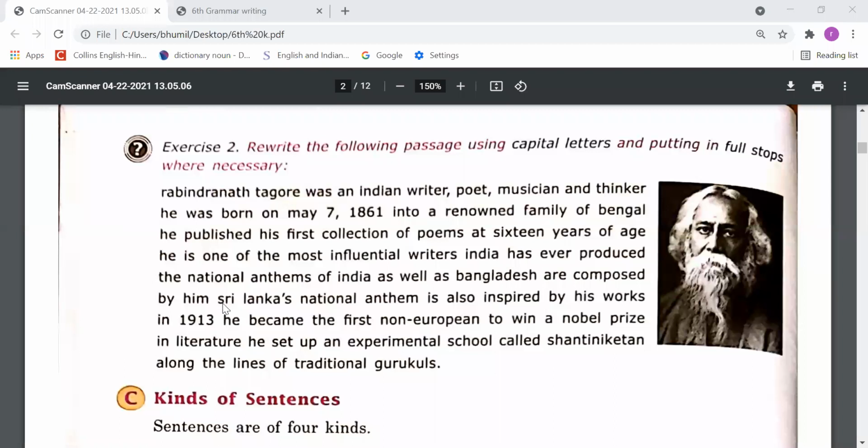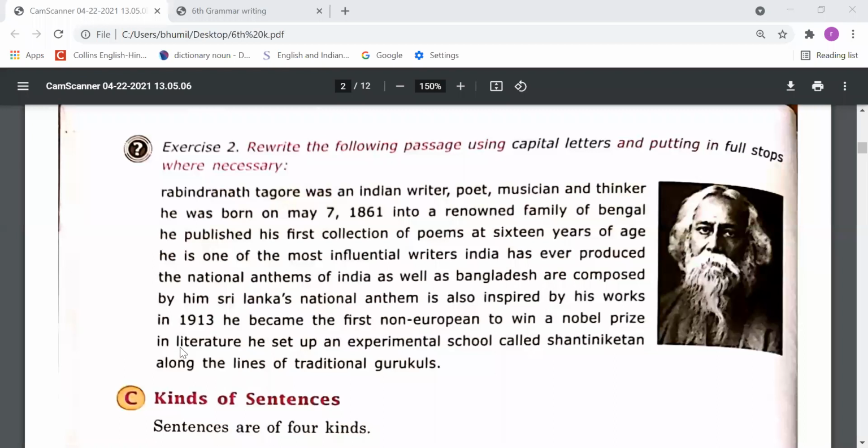Then S we will write in a capital letter, right? Then L also we will write in a capital letter. National anthem is also inspired by his works, right? Then in 1913, again we need to make I capital because we have started a new sentence. He became the first known European to win a Nobel Prize in literature. Then again we need to put the full stop here, right? And Nobel Prize, that's the name, and we will make N capital, and P also we will make capital.